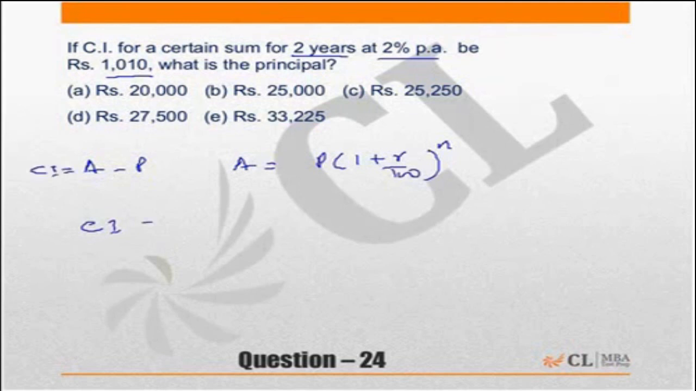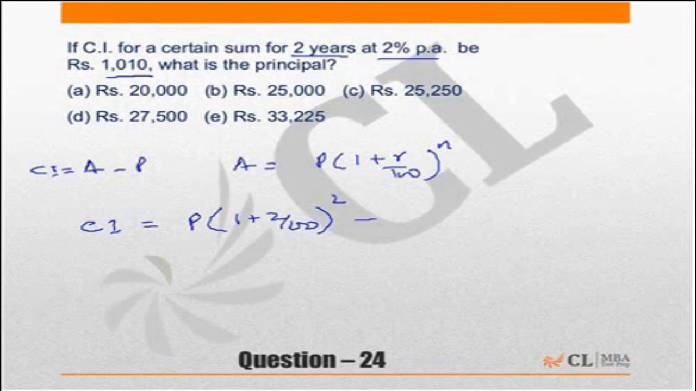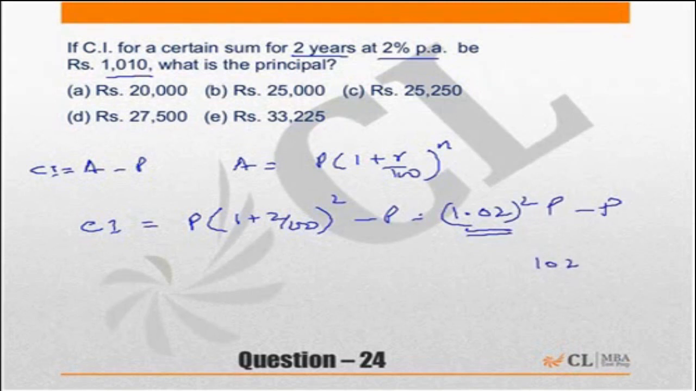So typically we will write compound interest will be equal to, in this question, principal is what we need to find, P into (1 + 2/100) raised to power 2 minus P, which is 1.02 square into P minus P. Okay. So the key thing is to calculate this particular number, 1.02 square. If you remember your Vedic math, you may be able to do it. Square of 1.02 should be 1.0404, or this is nothing but an increase of 4.04%.